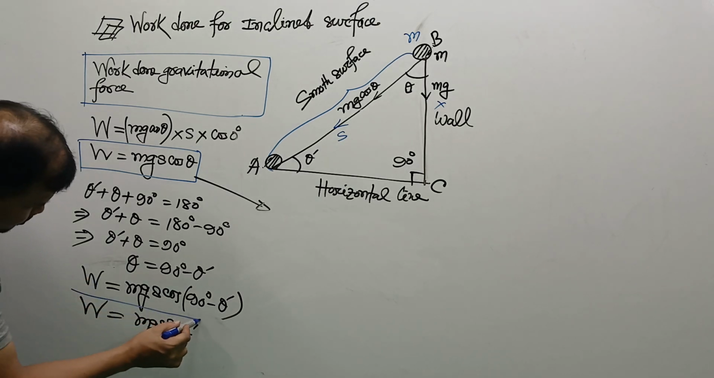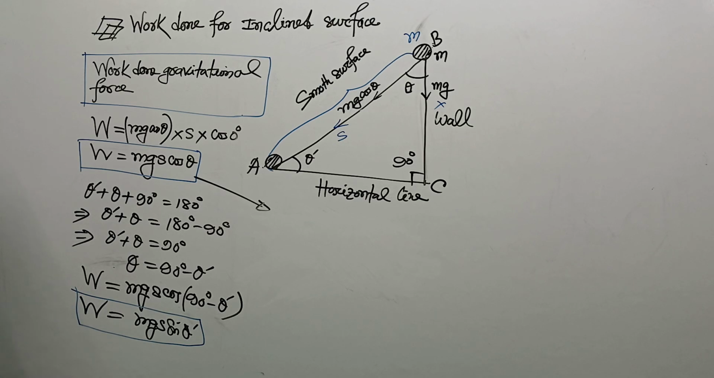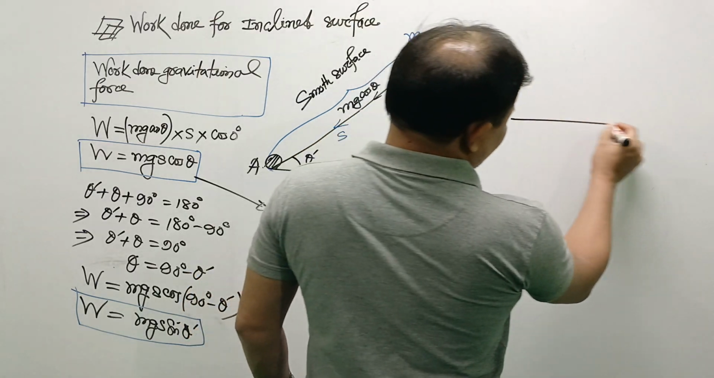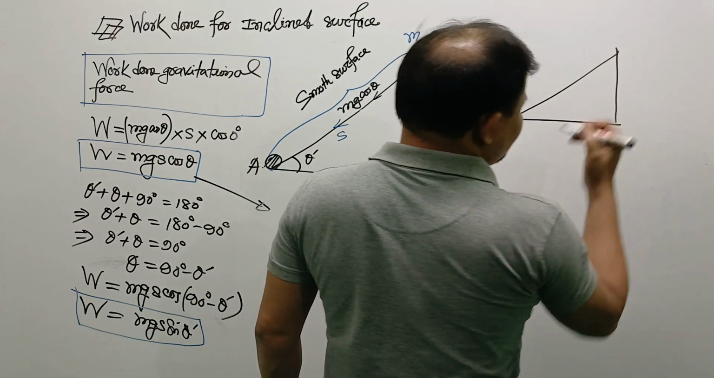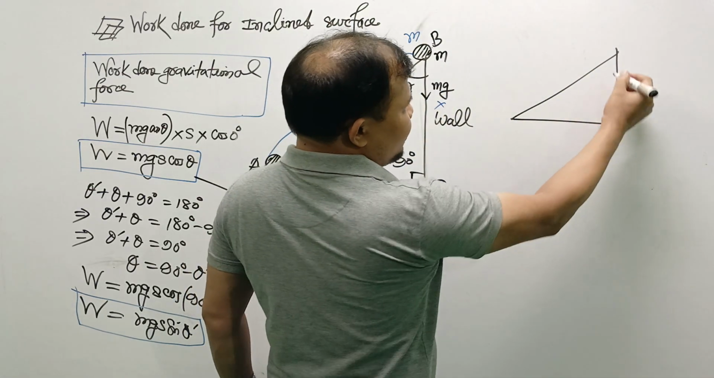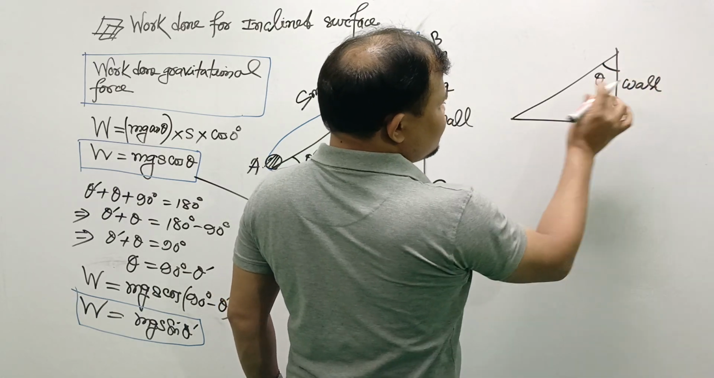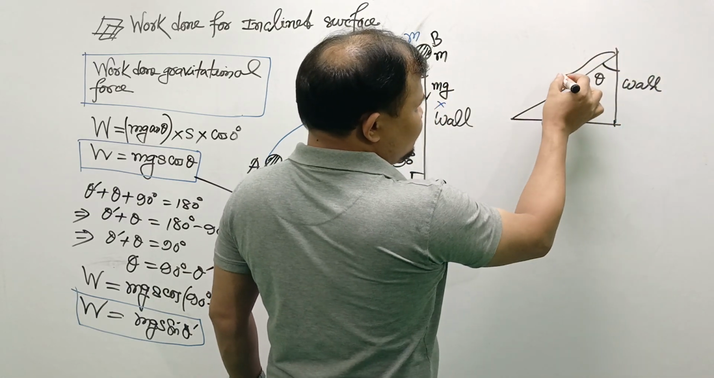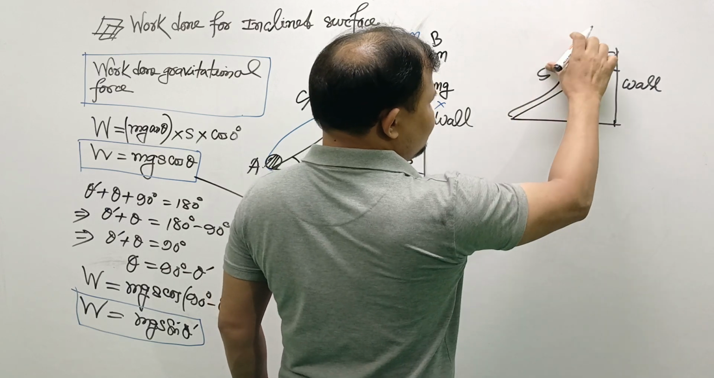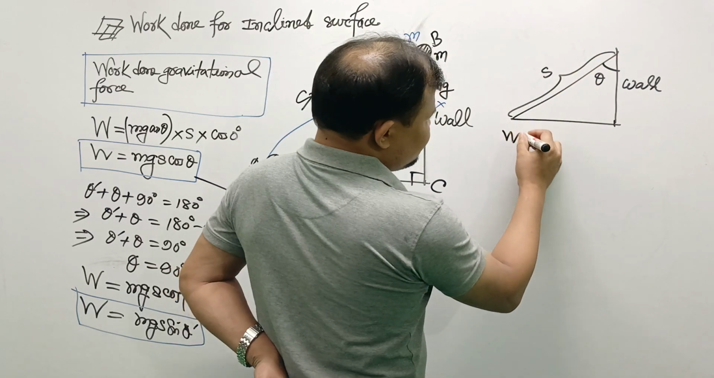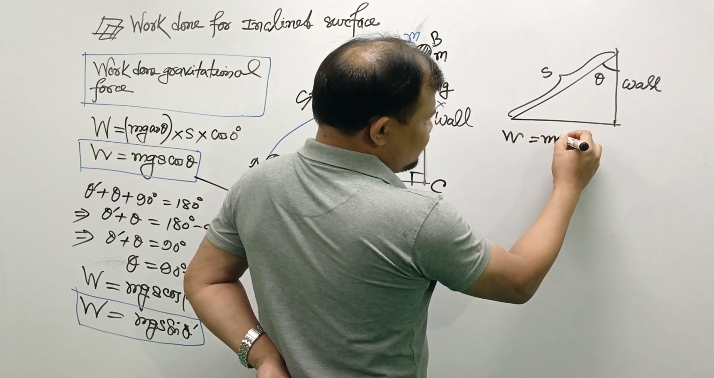When we use this equation at the time of solving our mathematical problems, now we discuss. If this is an inclined surface, and this inclined surface makes an angle with the wall, suppose this is the wall and this is the inclined surface, and this is the magnitude of the displacement, in this scenario we always use this equation mg.